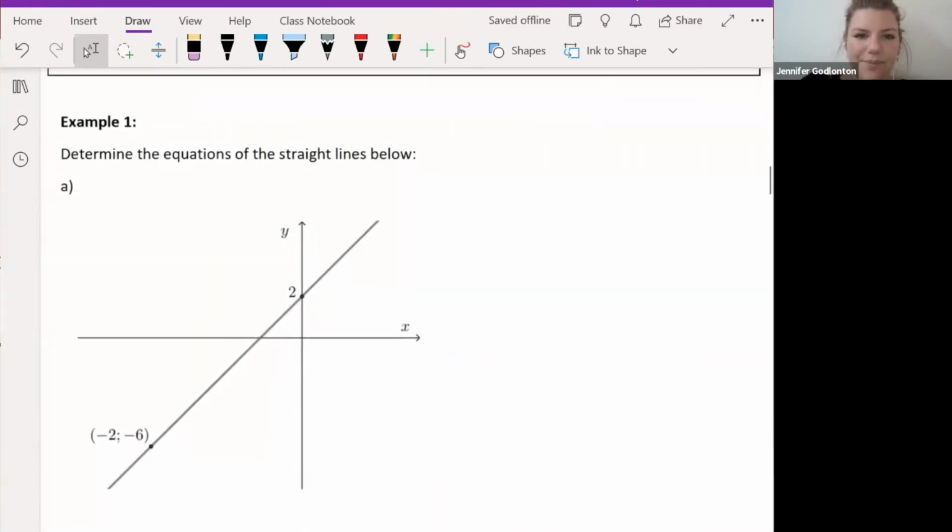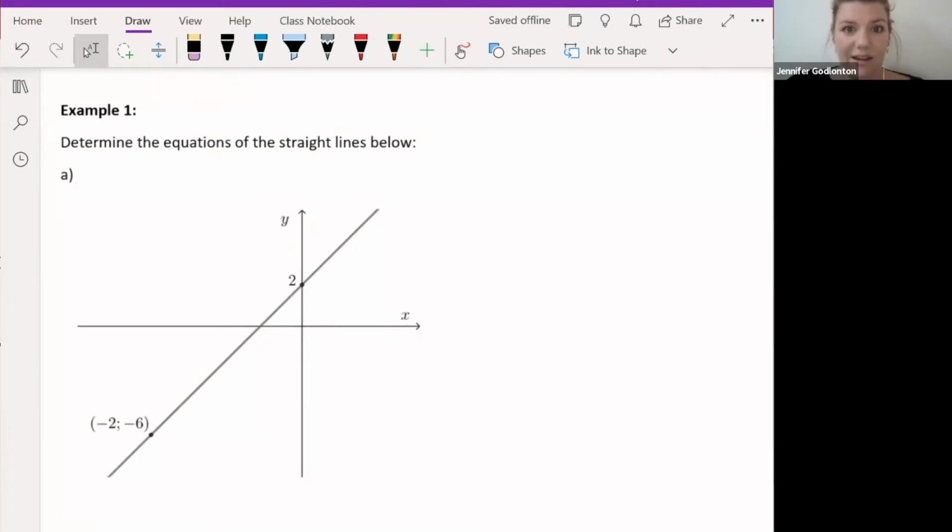What we have here is a straight line graph, and we have 2 points. Remember in your lesson on Tuesday, Coco was saying you only need 2 points to draw a graph. It's the same with finding the equation of the graph. If we have 2 points, we can find the equation of a graph. We've got 2 points over here, and we need to put them into the equation y equals mx plus c.